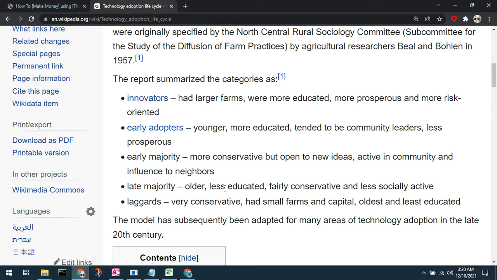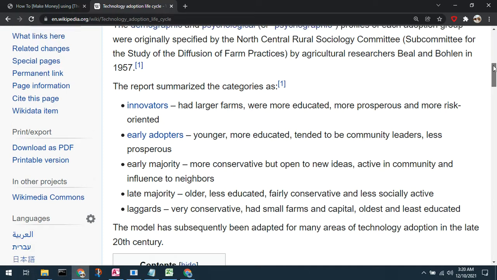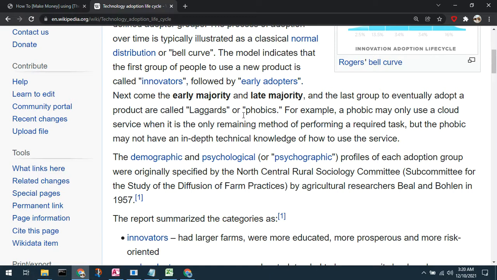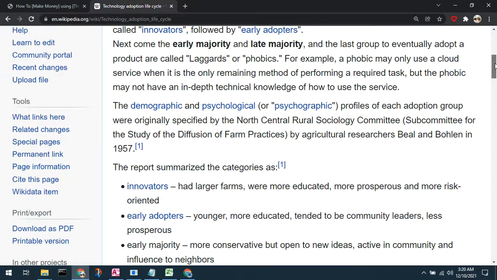Late majority tend to be older, less educated, conservative, less social, and then laggards are very conservative, and they talk about laggards as phobics. These are people that resist a change, resist a new technology. They are the last people to adopt it, and essentially at that point it's become ubiquitous, and they don't really have a choice. You pretty much have to use a smartphone nowadays, or you're considered an outcast.